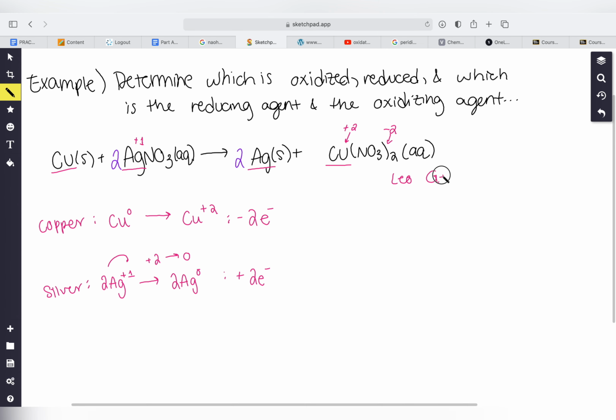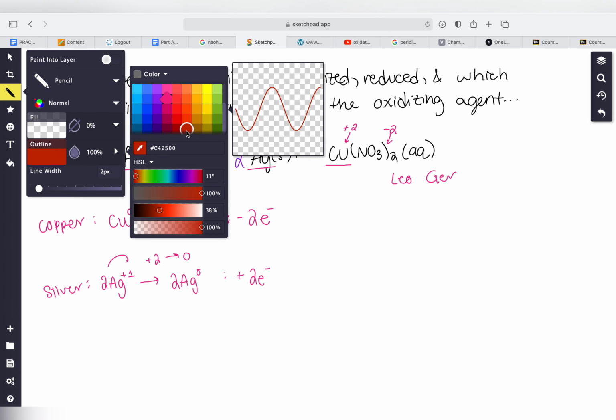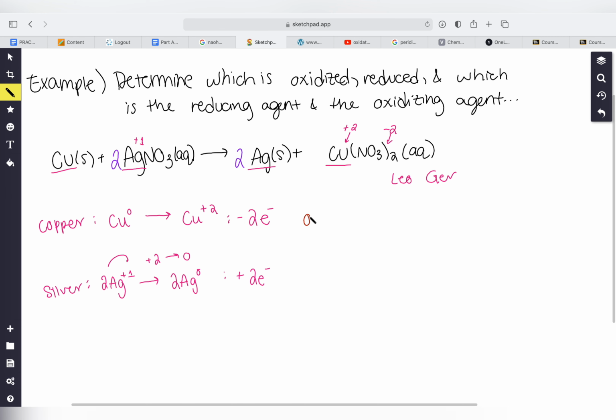LEO says GER. So we know that something that loses electrons is oxidizing. So I'm going to put my answer in red, I guess, and orangey color. So this is oxidized, we'll say. Oxidized? Why did I add a Z in there? I don't even know. Oxidized. There we go. So copper is oxidized.